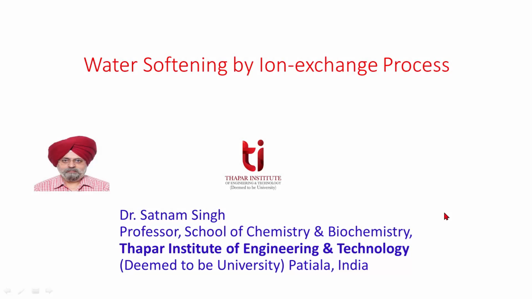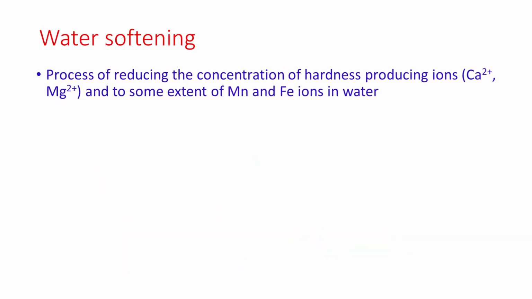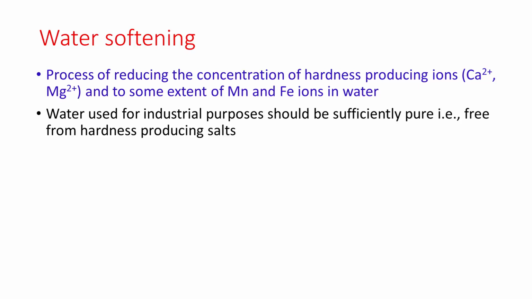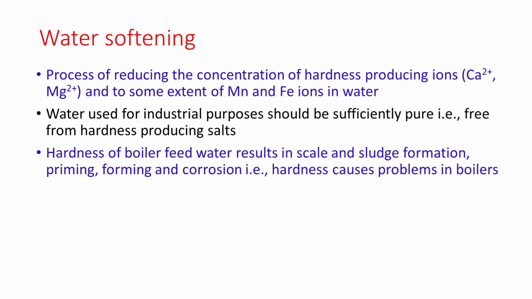In this session, we will discuss water softening by ion exchange process. Water softening is a process of reducing the concentration of hardness producing ions, that is calcium and magnesium ions, and to some extent manganese and iron ions in water. Water used for industrial purposes should be sufficiently pure, that is free from hardness producing salts.